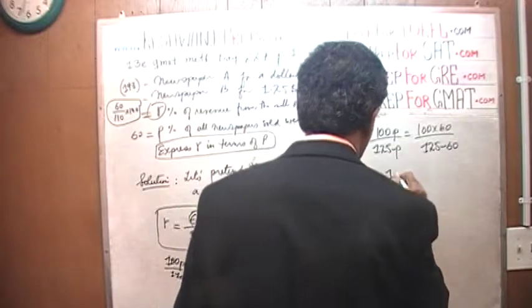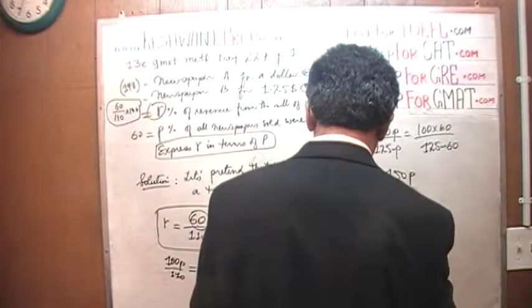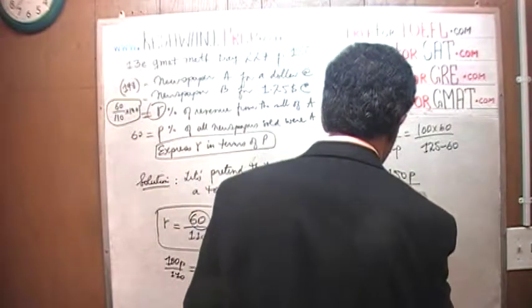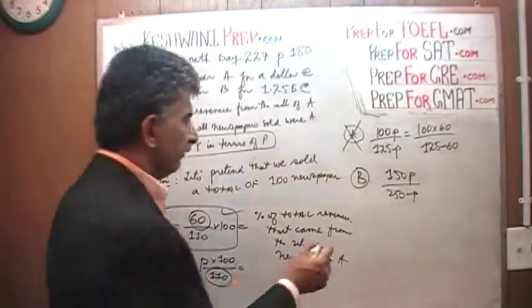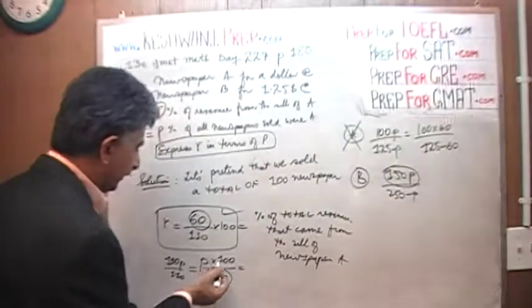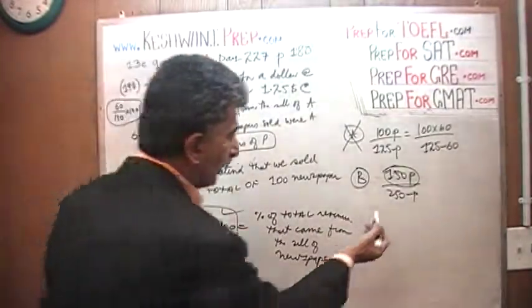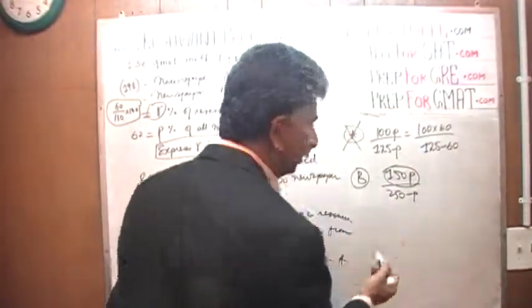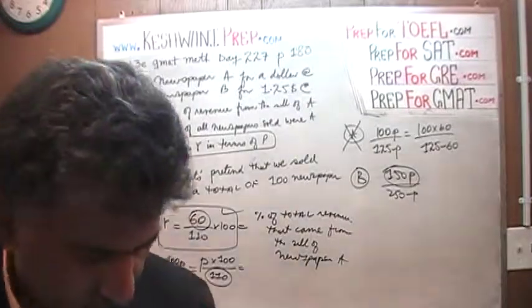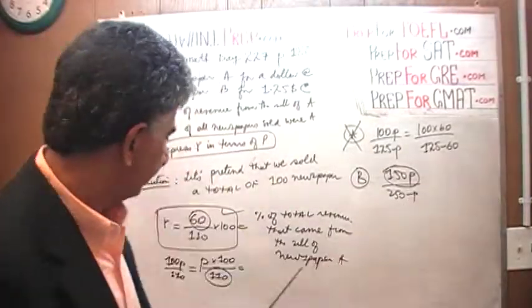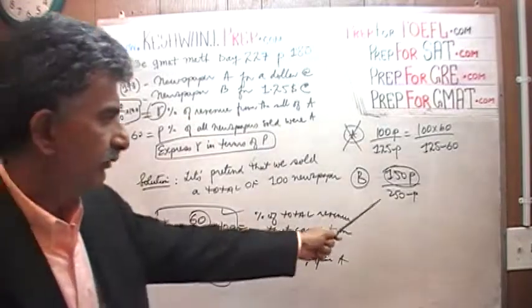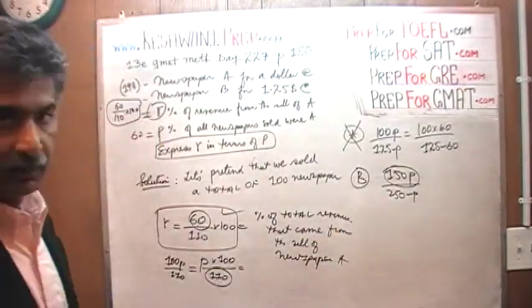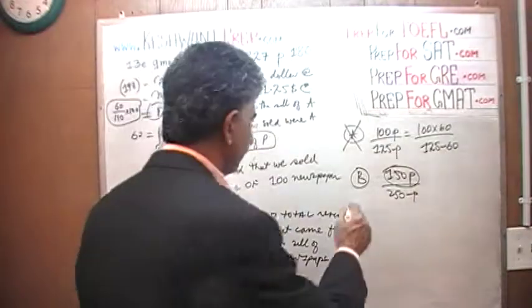B says 150P over 250 minus P. Again, there are several problems with this. First of all, it is 150 times P on the top. We need 100 times P. Secondly, 250 minus 60. Remember, P is our 60. 250 minus 60 does not equal 110, does it? No. Answer is not B.